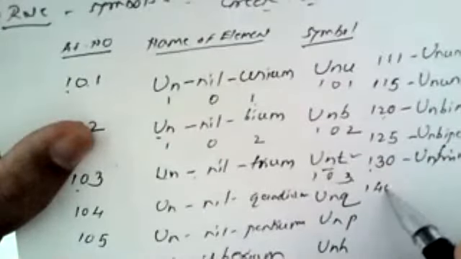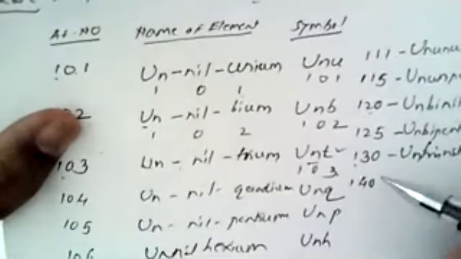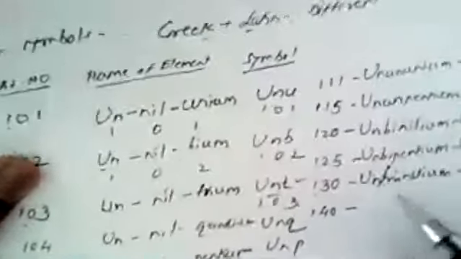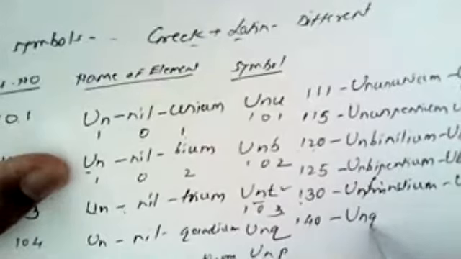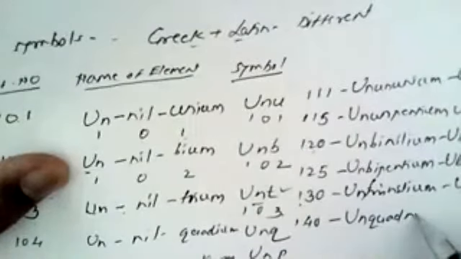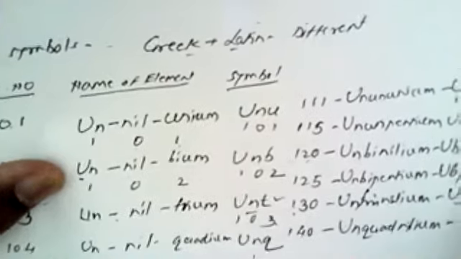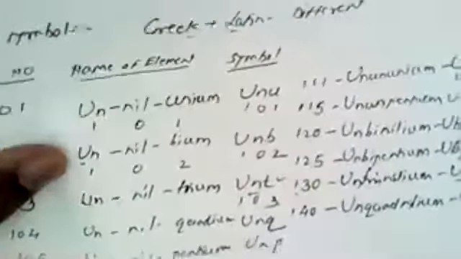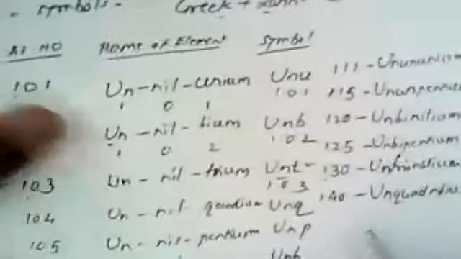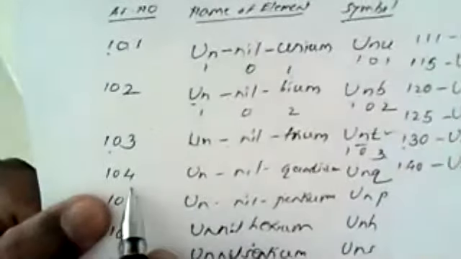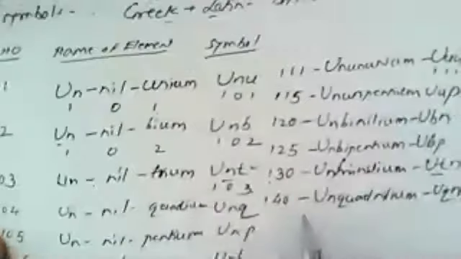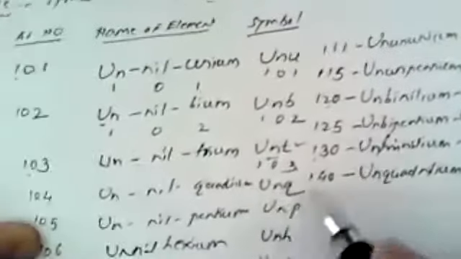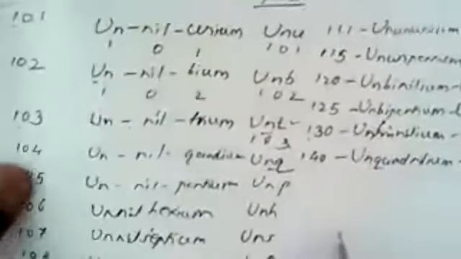Then atomic number 140. In between the atomic numbers, you can easily write. For digit 1, again it is un. For digit 4, it is quad. And for 0, it is nil, which should end with nilium. So unquadnilium, UQN, which is exactly reverse to that of 104. For 104, it is unnilquadium, UNQ, but here unquadnilium, UQN. There is a relevance between UNQ and UQN. So don't make confusion between these names and their symbols.